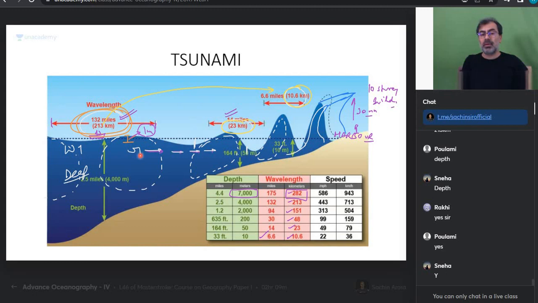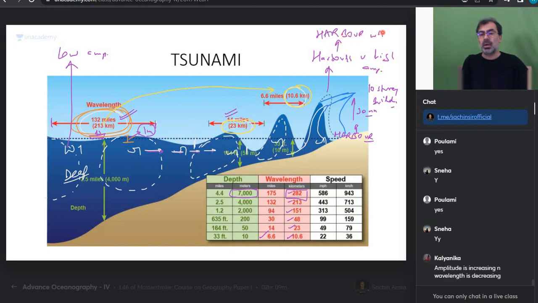Can I say this is wave 1, wave 1, wave 1? In deep sea, low amplitude. In harbors, very high amplitude. Therefore, these are called harbor waves. The Japanese word for harbor waves is tsunami.